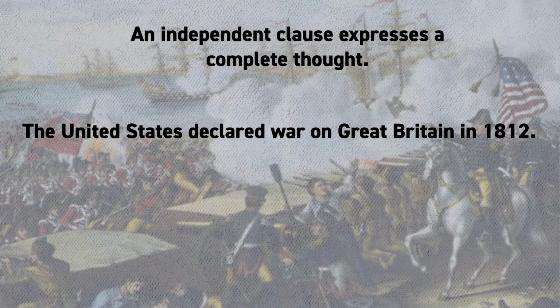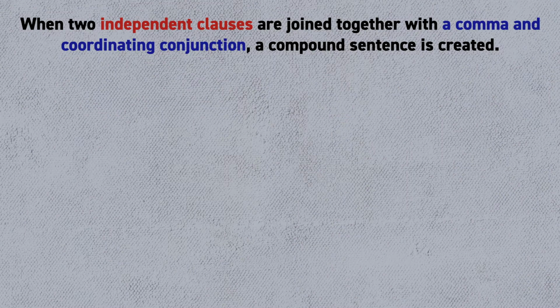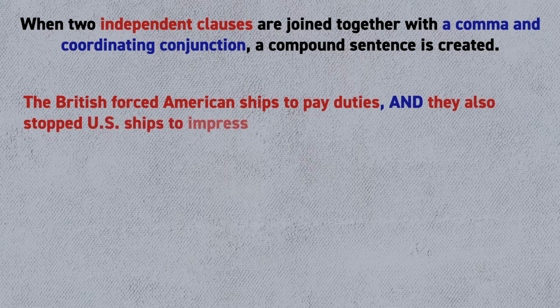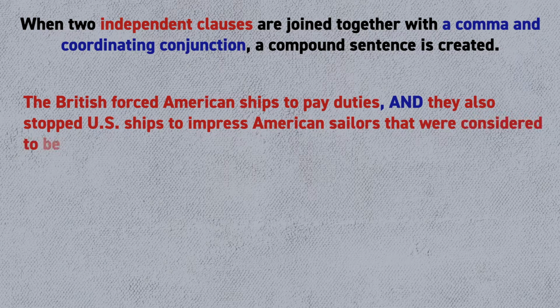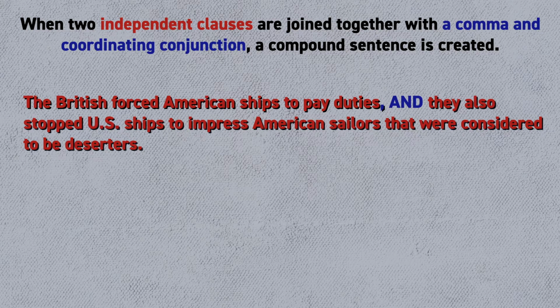This sentence can stand on its own, much like Americans who wanted once again to be free of British policies. When two independent clauses are joined together with a comma and coordinating conjunction, a compound sentence is created. Some examples include, the British forced American ships to pay duties, and they also stopped U.S. ships to impress American sailors that were considered to be deserters. We have two independent clauses joined by the coordinating conjunction and.